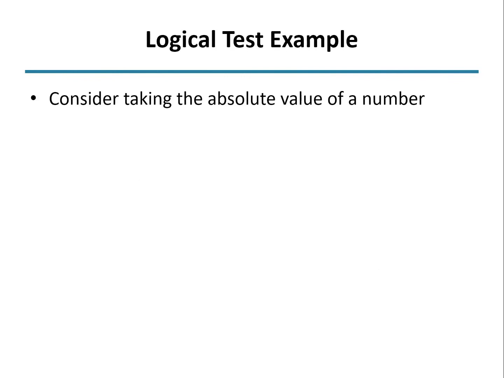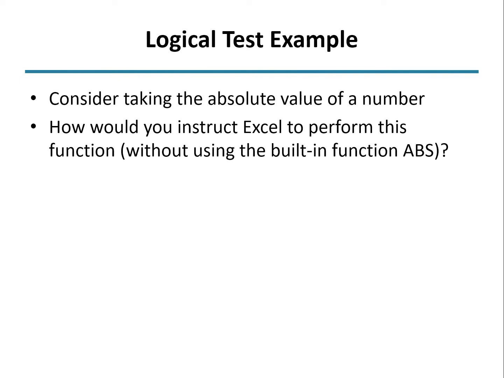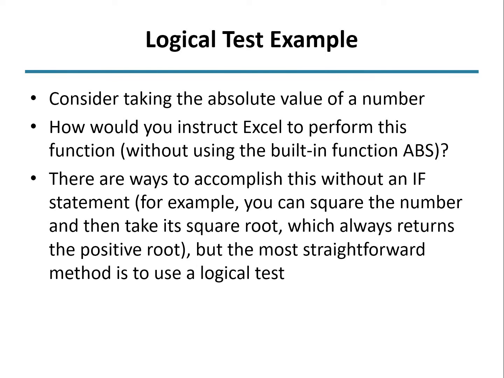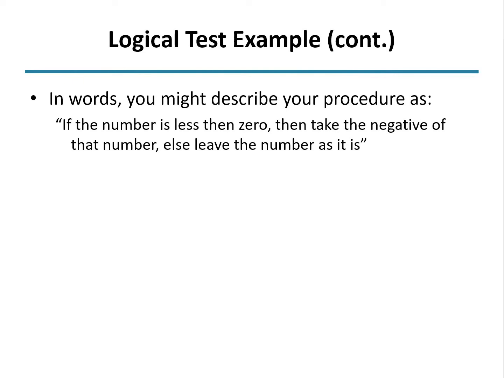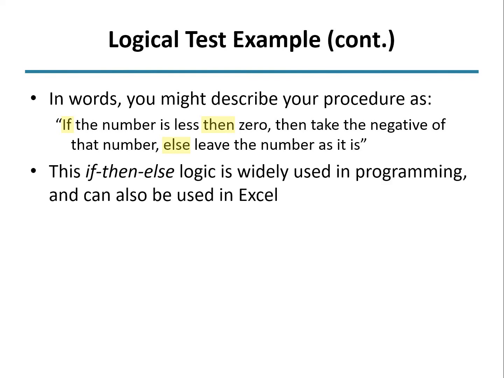So let's say we're going to take the absolute value of a number. Of course, there is an Excel built-in function for that, but just to illustrate how the if statement works. Well, there's a couple ways you could do it. You could square it and then take the square root, but let's use a logical test instead. So here's how we might say that in words. If the number is less than 0, then take the negative of the number, else leave the number as it is. So if, then, else.